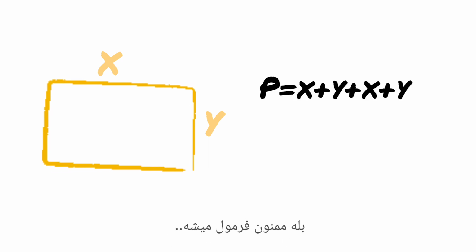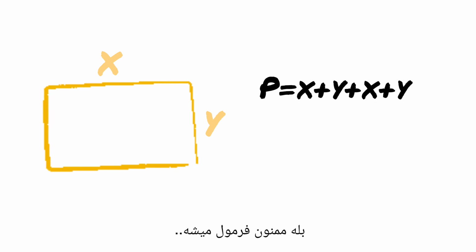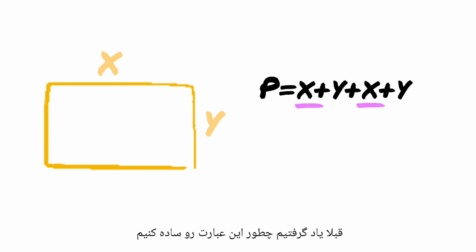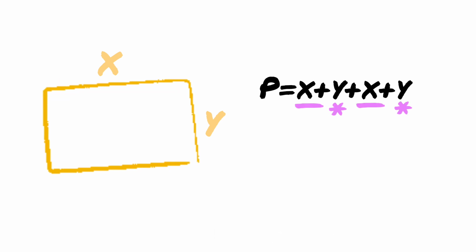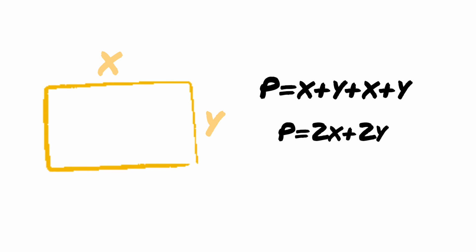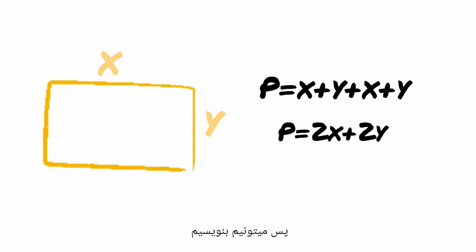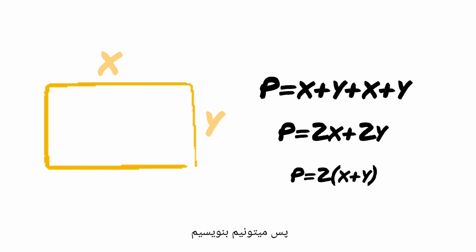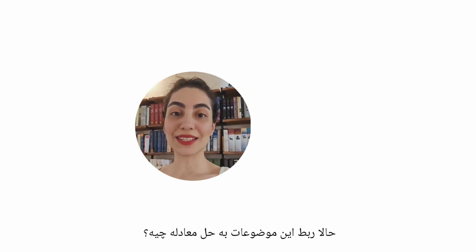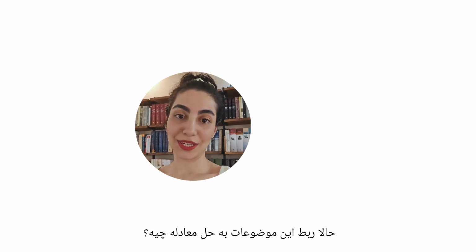Yes, thank you. The formula is p equals x plus y plus x plus y. However, we previously learned how to simplify this expression, so we can write it as p equals 2x plus 2y equals 2(x plus y). So what's the relevance of these concepts to an equation?